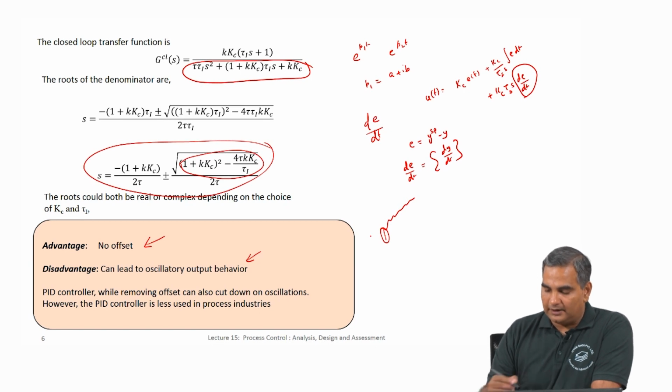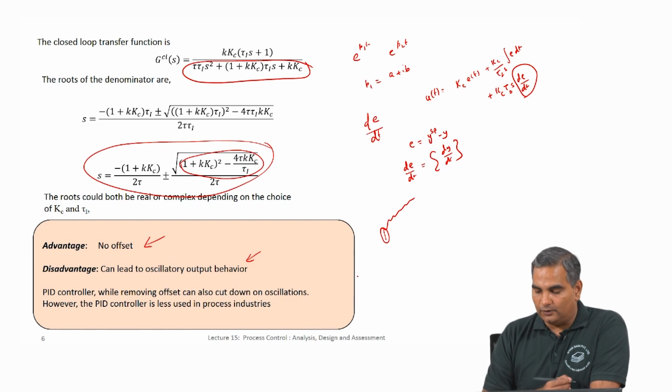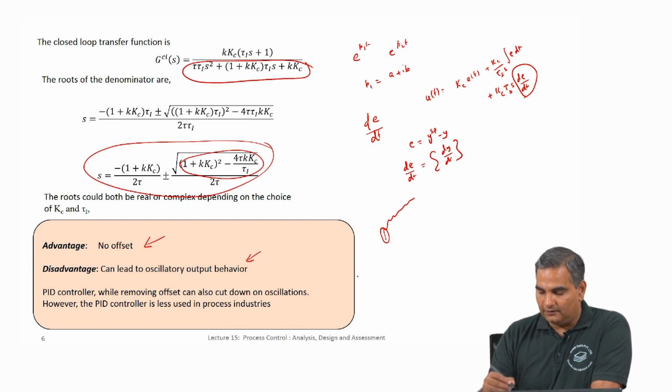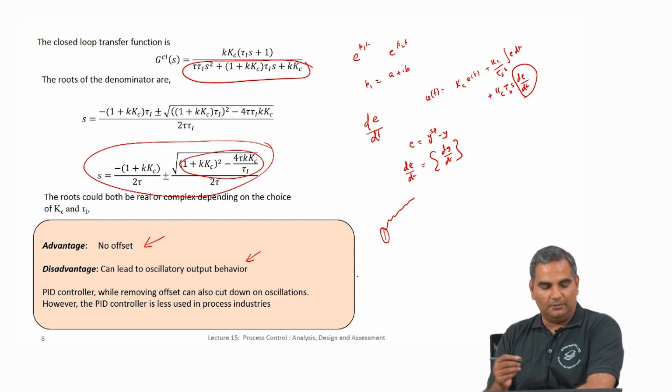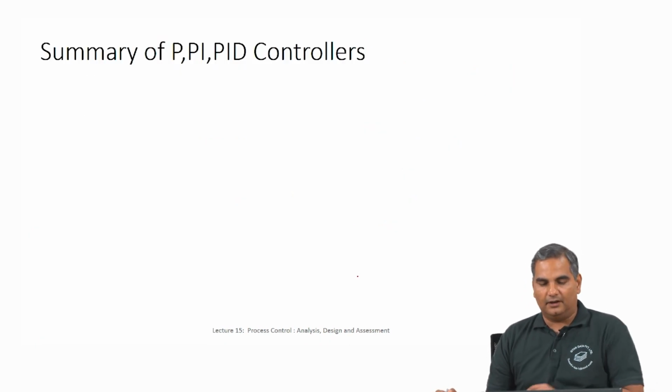You might argue that one could do filtering and remove the noise and still use D action, but if you are filtering, then basically you are anyway slowing down the rate at which E changes. So, whenever you are filtering, you are smoothing the curve, so you are losing some aspects of the speed. So, unless there is a very specific process where you need a PID controller, typically industrial processes use either P or PI controllers.